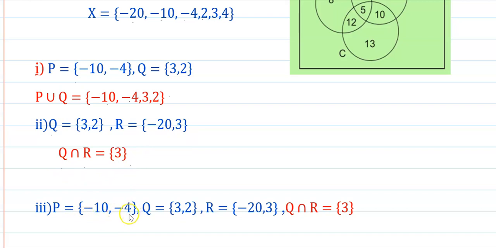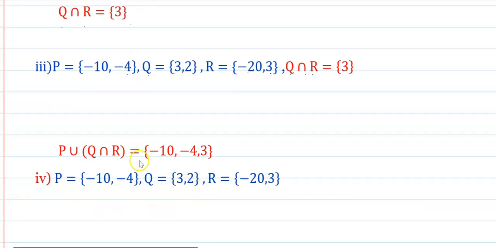Next, P is minus 10, minus 4. Q is 3, 2, R is minus 20, 3. Therefore, what about their intersection? Their intersection means the common element between Q and R. 3 is a common element. Okay. Next, we have to take the union with P. That means 3 has to be united with P. Meaning you will get the elements -10, -4 and one more element, 3, and hence P union (Q intersection R). How much did we get from Q intersection R? We got 3. And with whom do we take its union? With P. Then you will get -10, -4 and 3.